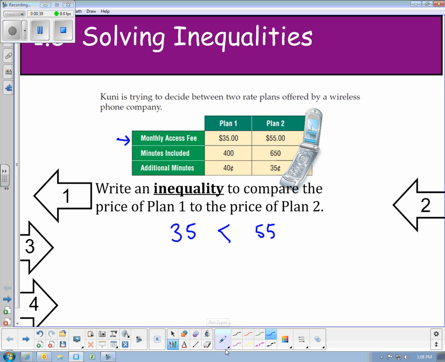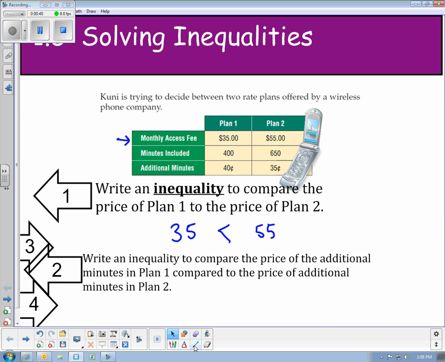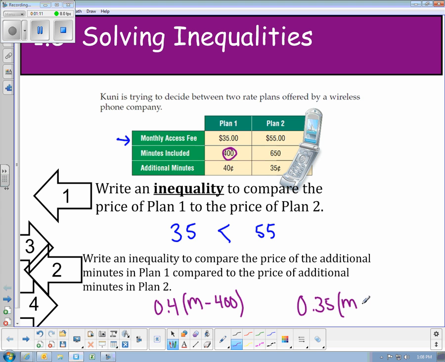If we take a look at question number 2, we want to compare the additional minutes. For plan 1 we have 40 cents per minute, but that's for minutes that are above and beyond the 400 that are included. So I need to take the number of minutes and subtract that first 400 because I don't actually spend 40 cents extra on them. Plan 2, we have 35 cents per minute on minutes above and beyond 650 because the first 650 are included. Now, writing an inequality for this one is hard.